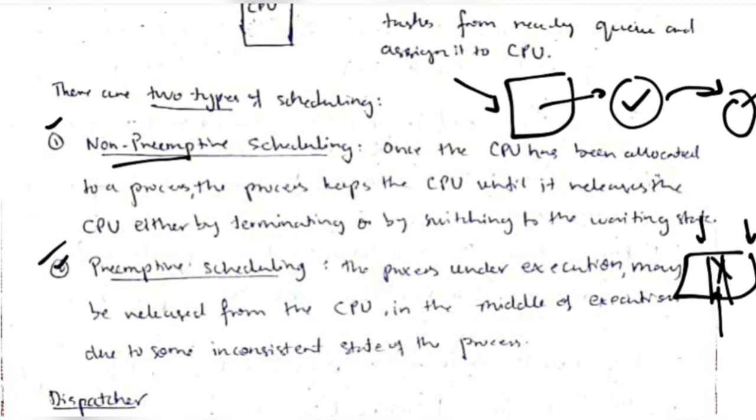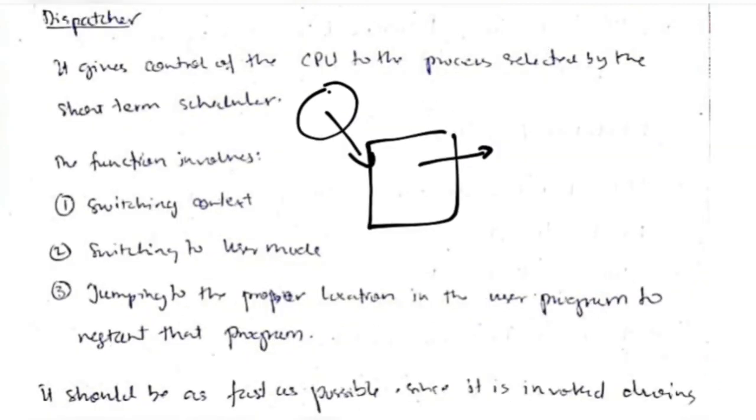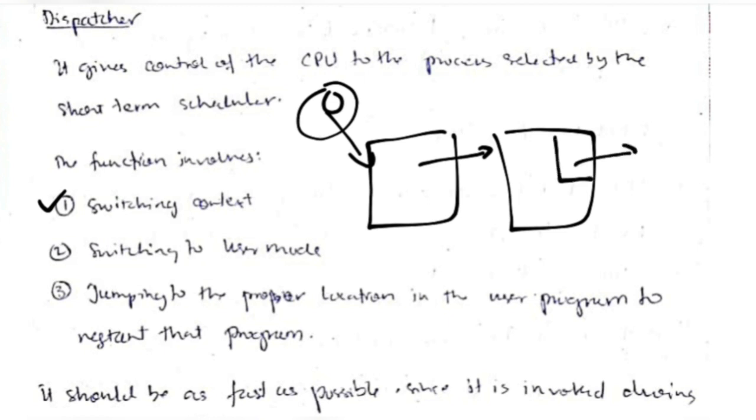Okay, so that's preemptive. What is dispatcher? Suppose that there is a process selected by the scheduler to be performed by the CPU. At that time, three functions should happen. Switching the context. That means the process which is being performed by the CPU should stop and the new process should start. So that is known as switching context.